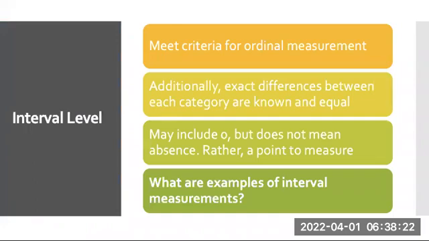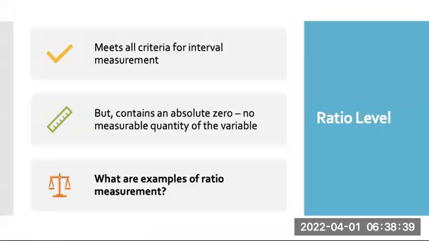Interval meets all the criteria for ordinal, plus it has exact differences between the values of the variable. For example, these could be IQ test score, SAT or GRE score, or temperature. So what is the ratio level? This meets all the criteria for interval, plus it has an absolute 0. Some examples include number of children, annual income, and number of treatment sessions.